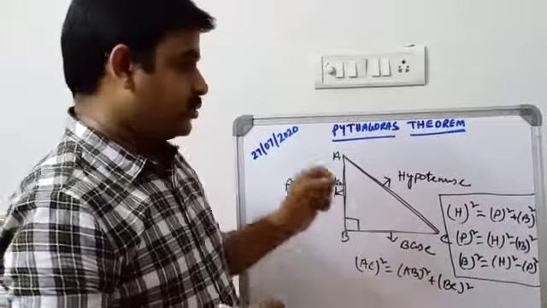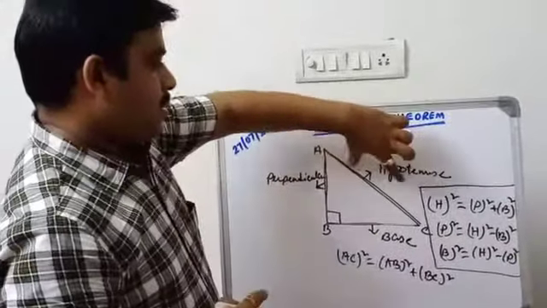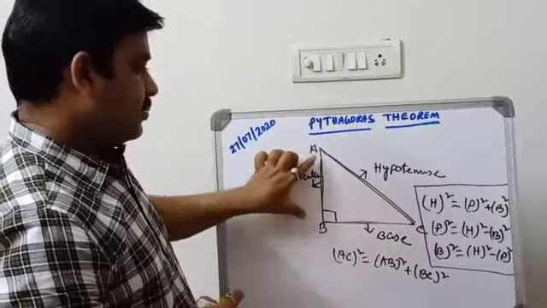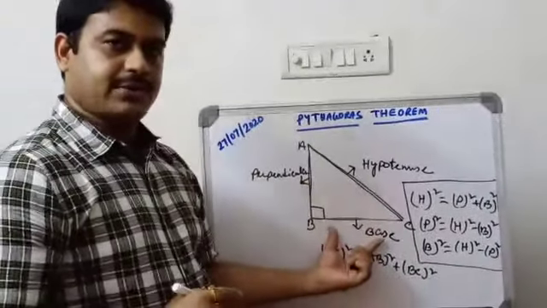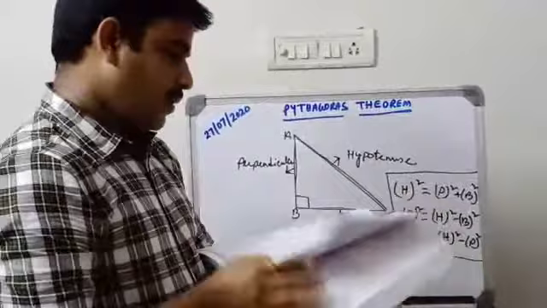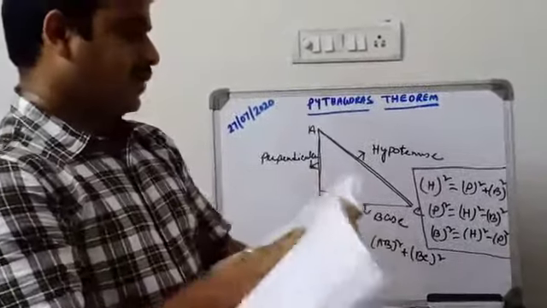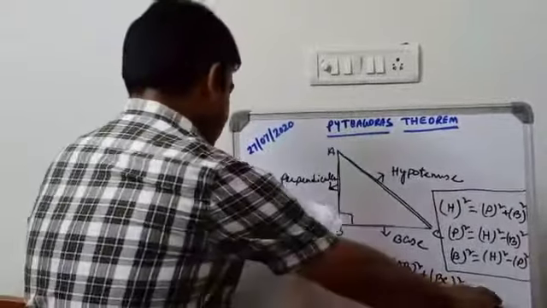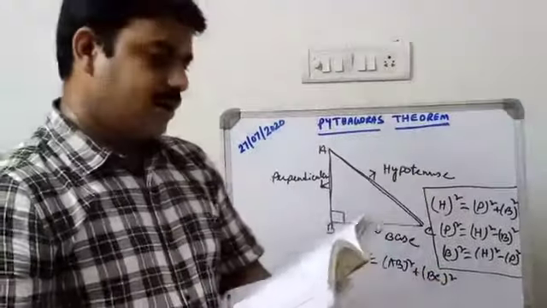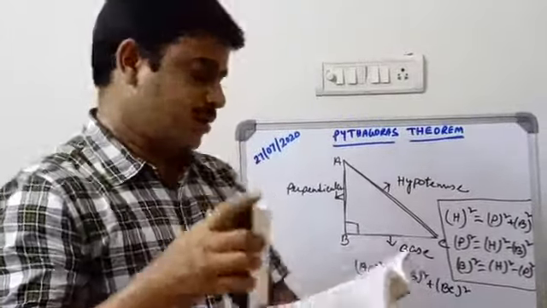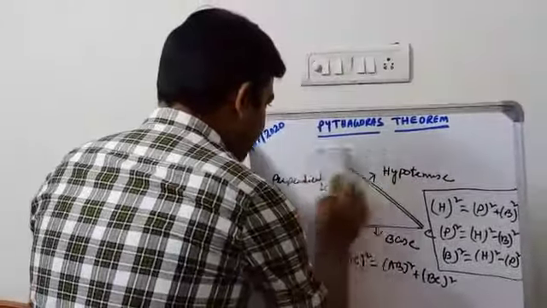Okay students, so according to Pythagoras theorem, in a right angle triangle, hypotenuse square equals perpendicular square plus base square. Now we will solve a few problems from our book. In the question, given is a 10-meter long ladder leaning against a vertical wall, with its foot 6 meters away from the base of the wall. First, let us draw the diagram.